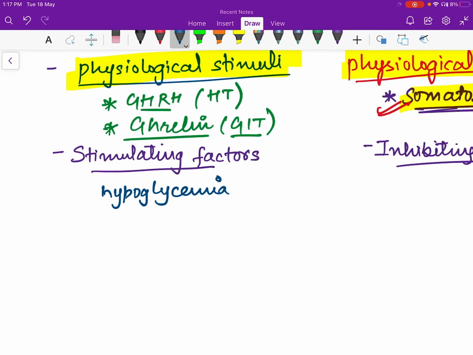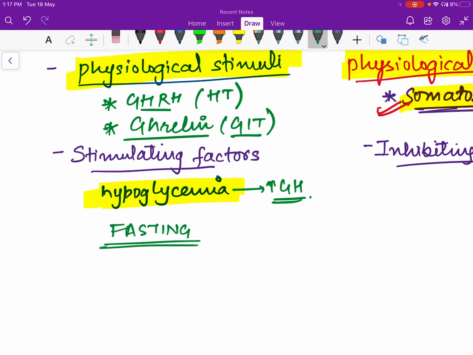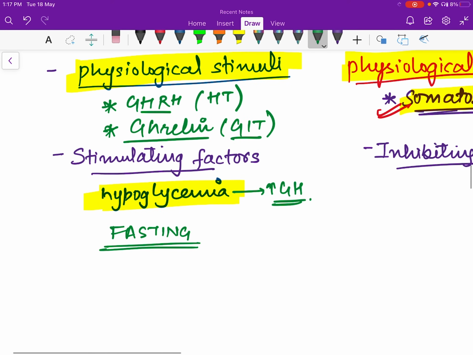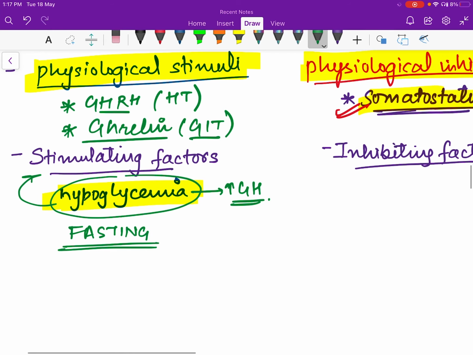Hypoglycemia. That means any factor that causes hypoglycemia will increase growth hormone production. It's going to increase growth hormone secretion. So hypoglycemia can actually be caused by fasting, and other things that you can think of. Fasting causes hypoglycemia, and hypoglycemia is a trigger for the release of growth hormone.